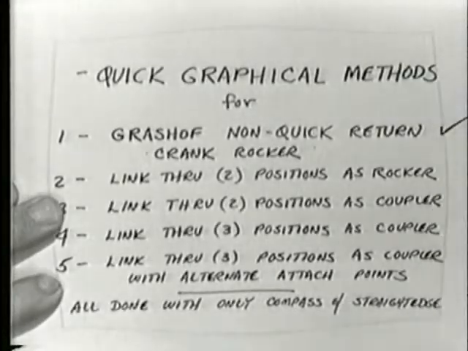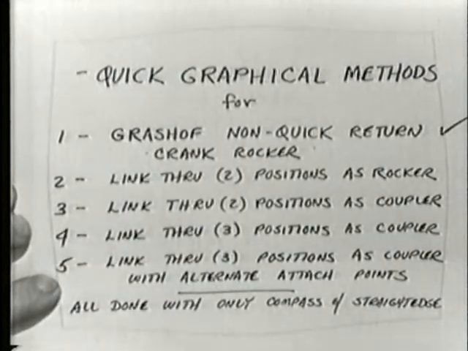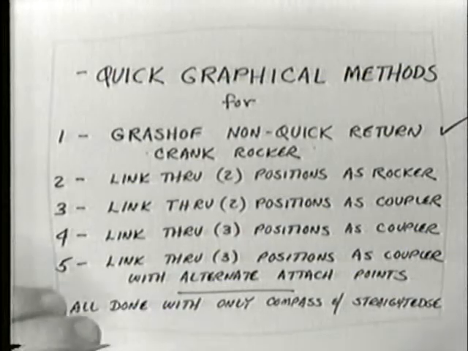So, we've taken care of number 1 here. Synthesis of a Grashof non-quick return crank rocker. The next one we want to look at is the link through 2 positions, with the link being the rocker.